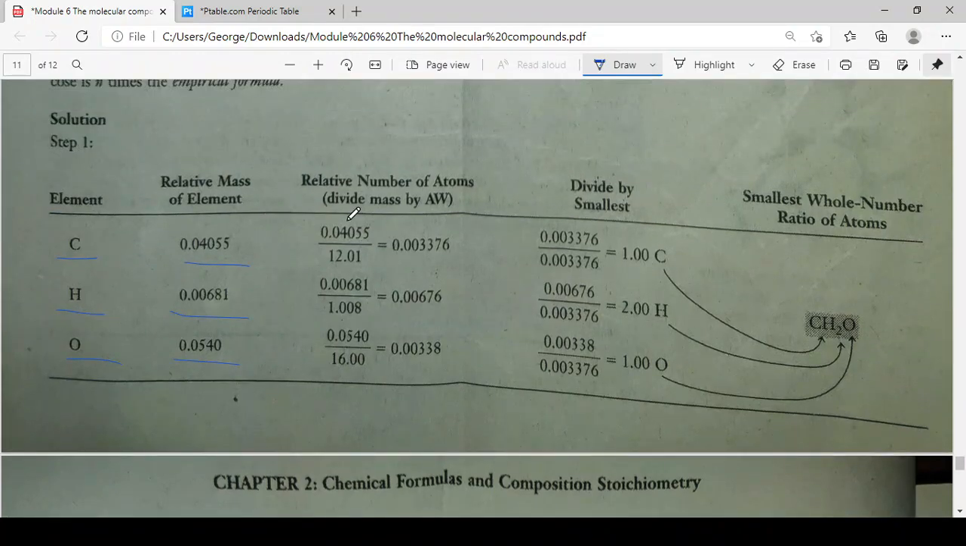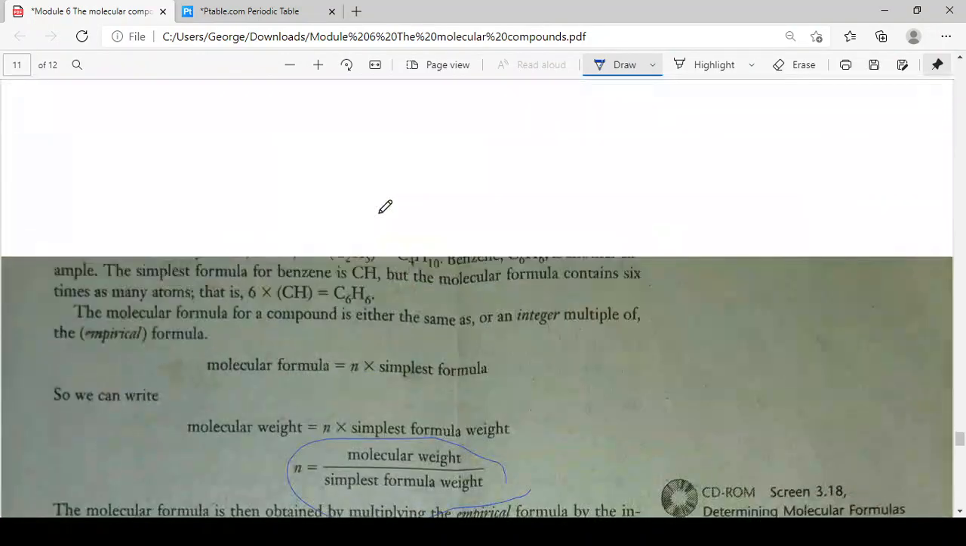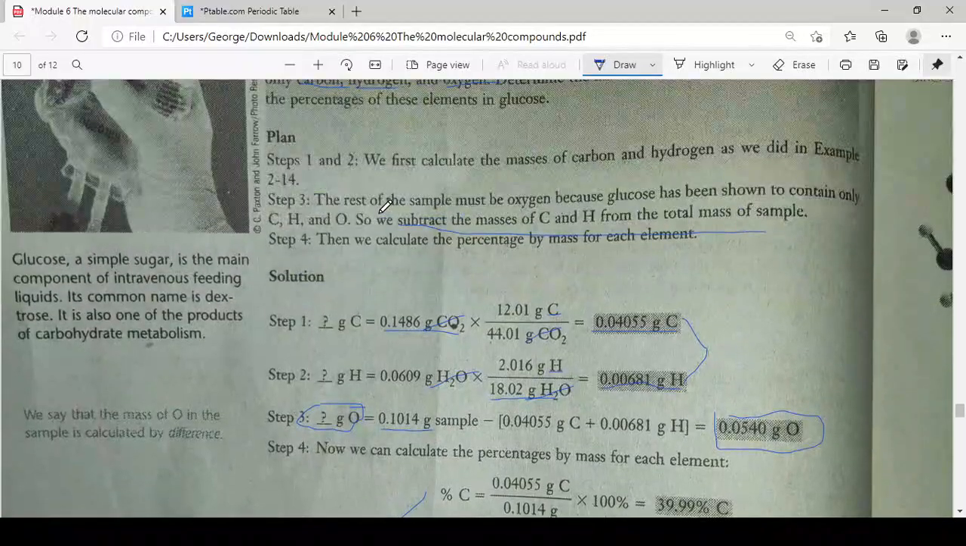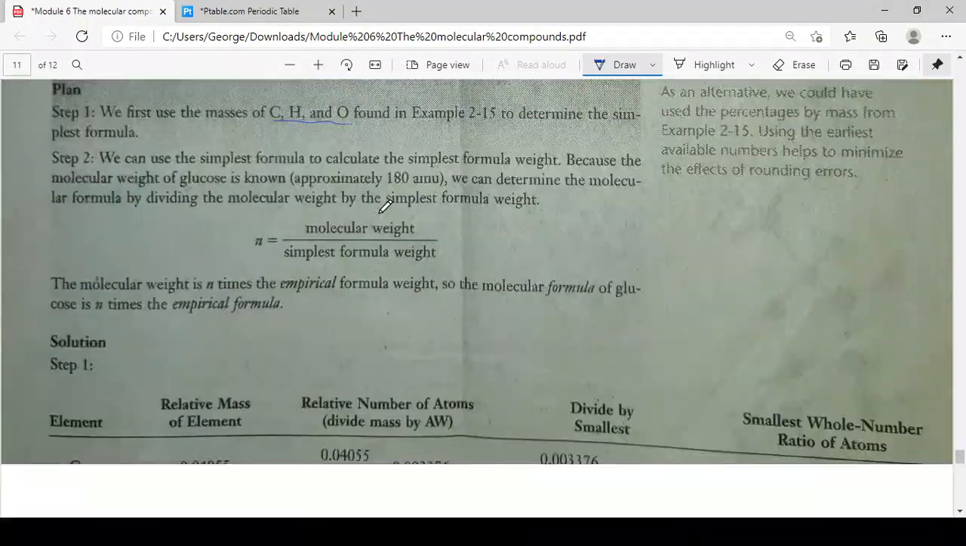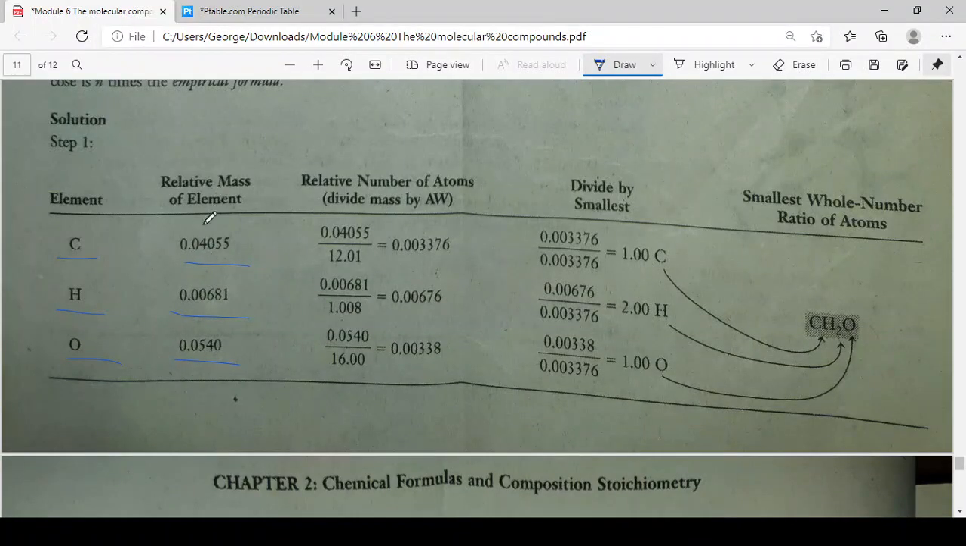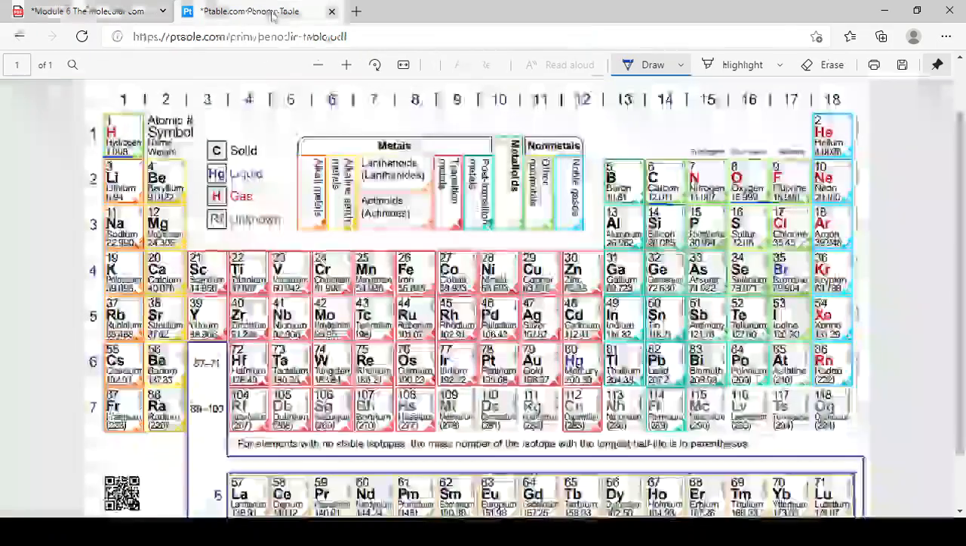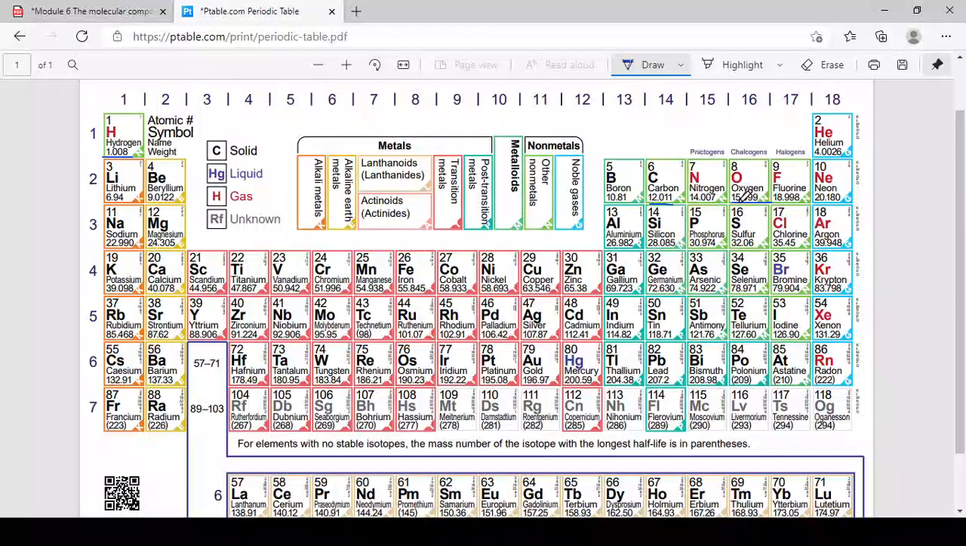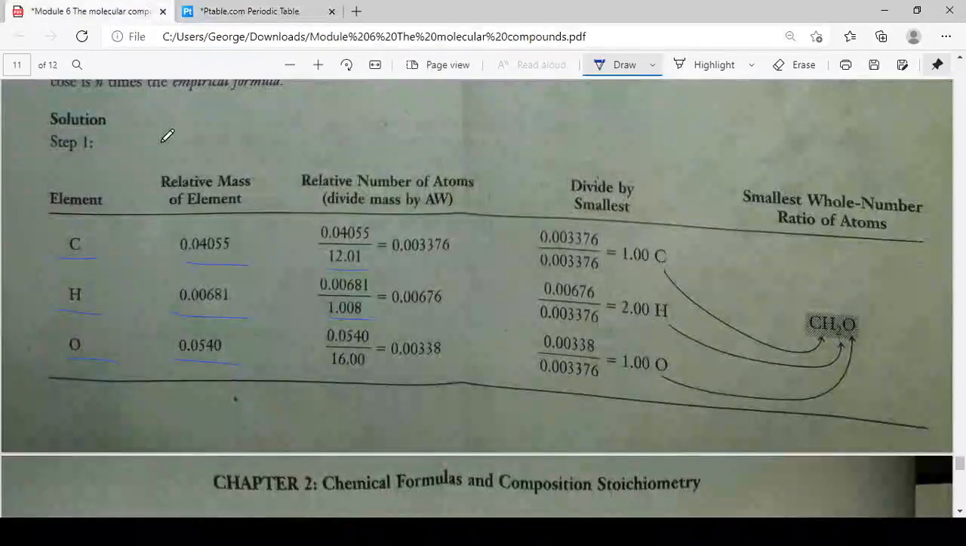Next, you check their relative number of atoms. The relative number of atoms is your relative mass divided by its atomic mass unit. The atomic mass unit of carbon is 12.01, hydrogen is 1.008, and oxygen is 16. Again, check depending on the values. Oxygen has 16 atomic mass units, hydrogen has 1.008, and carbon has 12. So are they correct? Yes.